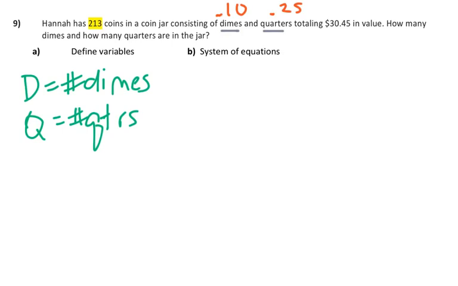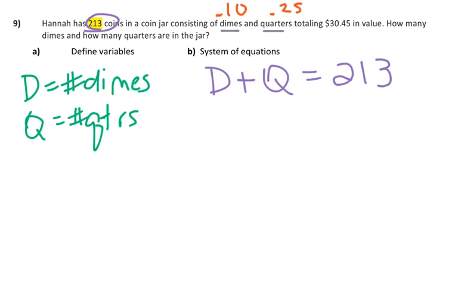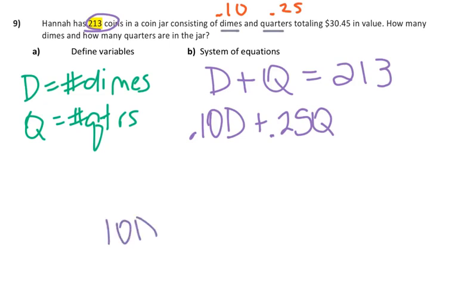Okay, what you should have done, I know that we have 213 coins in the jar, so if I take the number of dimes and the number of quarters, I should get 213. And that's talking about how many coins there are. Now, if I talk about the value, then I would do 0.10D, because that's 10 cents for every dime, and 0.25Q.